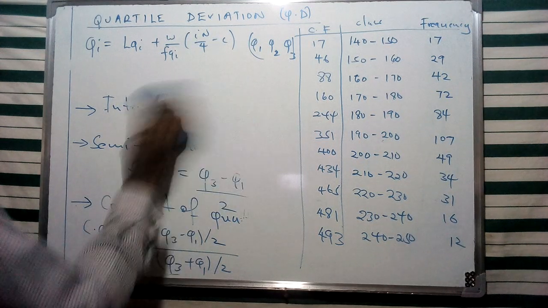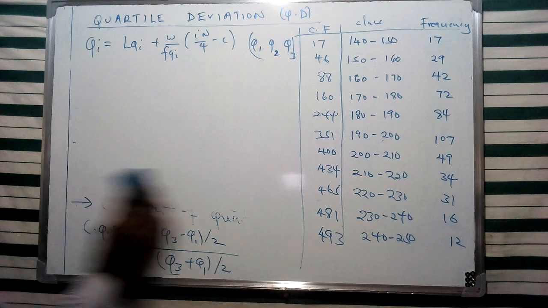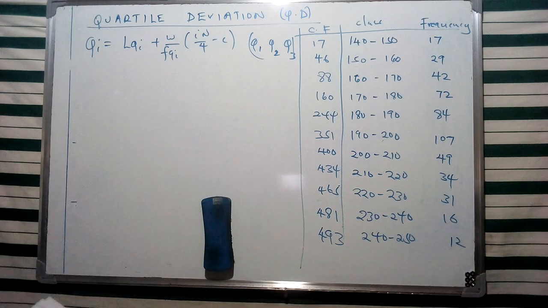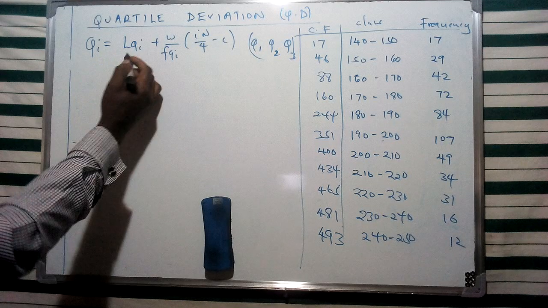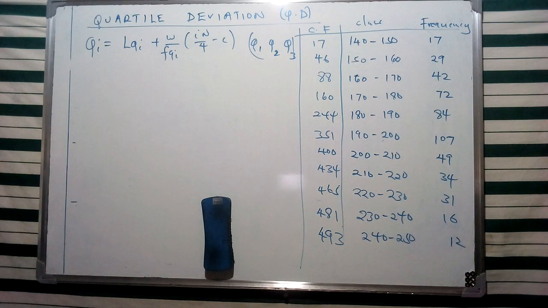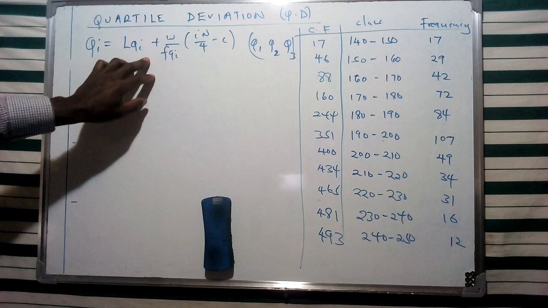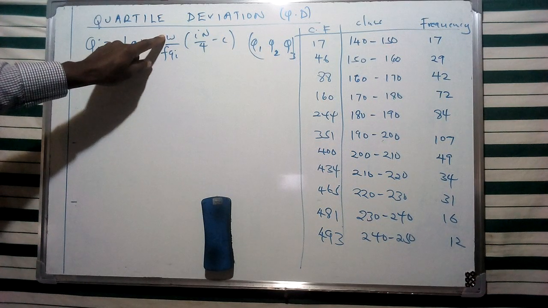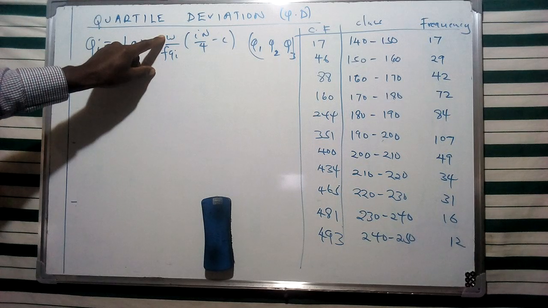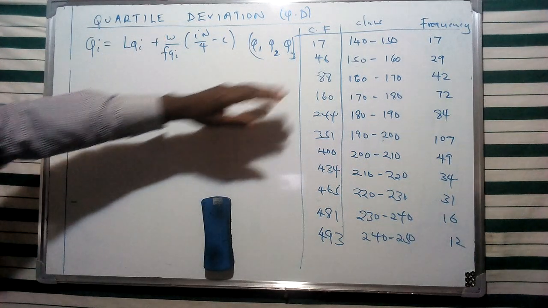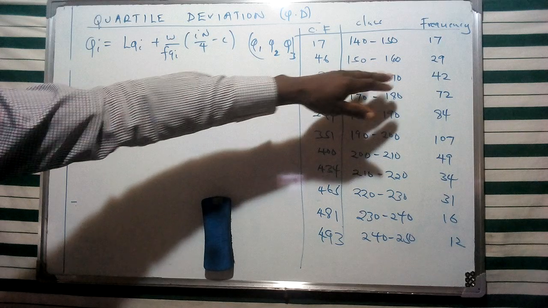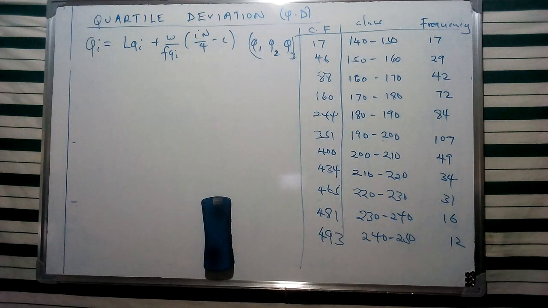Now, I've said that for us to find these values, I'm going to have an elaboration of this formula, perhaps to remind us of the values that we're going to attach to it. The lower class boundary of the quartile class is going to be given as LQ1, and W represents the class size of that quartile class. This is the difference between the upper and lower class limit, which is going to be a consistent value of 10.